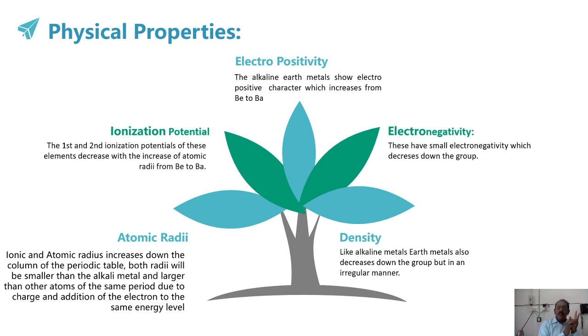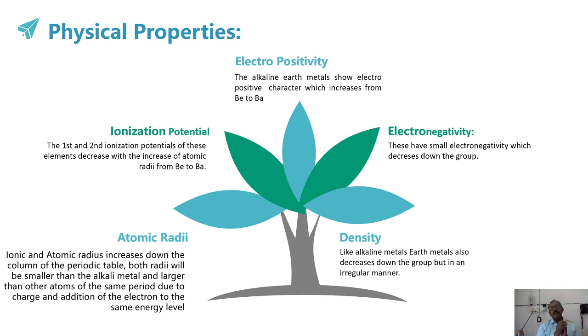Since there are 2 electrons in the outermost shell, we have 2 ionization potentials: the first ionization potential and the second ionization potential. As we move down the group, the number of shells increases, and the distance between the nucleus and the outermost electron increases, so ionization potential decreases down the group.